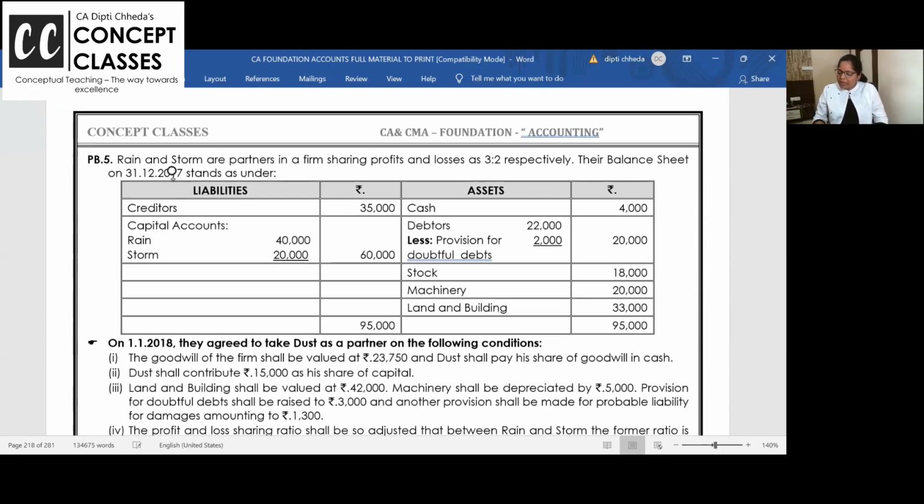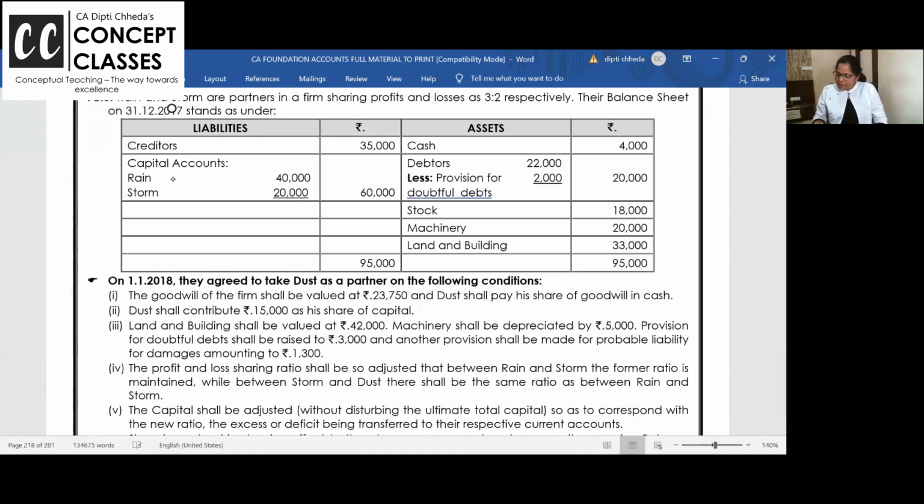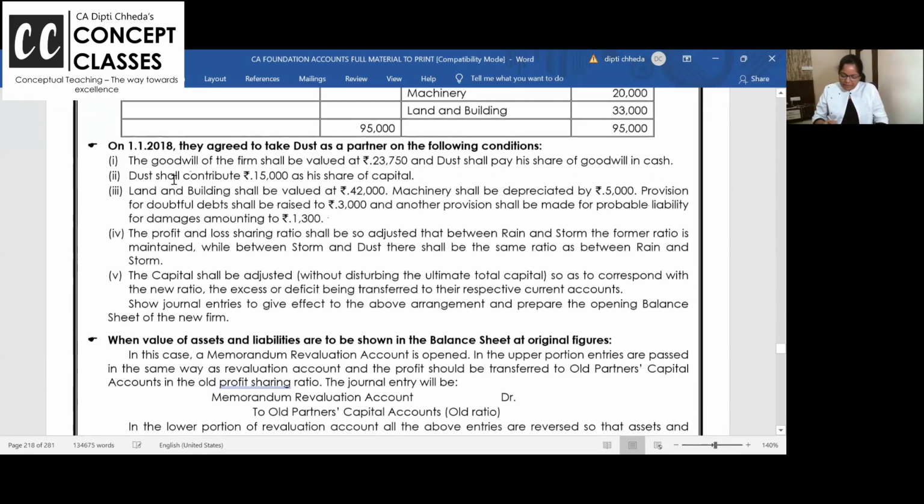Rain and Storm are partners. The balance sheet is given. Goodwill of the firm is valued. Dust should pay his goodwill in cash. Dust is admitted to contribute capital 15,000. Land, building, machinery, all that is revaluation. The fourth adjustment is new for you.